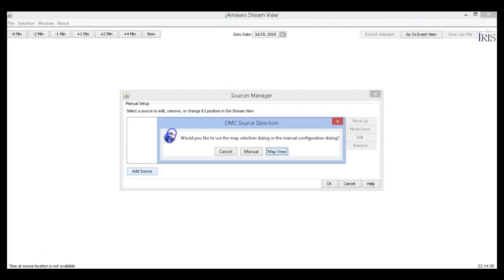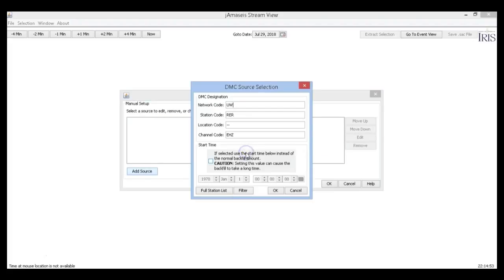So click IRIS DMC. It will ask if you want to use the map view or the manual way. The map, come to find out, for me, is not really helpful. Even when you select a certain network, the detail of the globe is terrible, so it is hard to see a given location. So I usually always pick manual. If you do not perfectly know each code to enter here, make sure you at least know the network code. Then please click Full Station List.